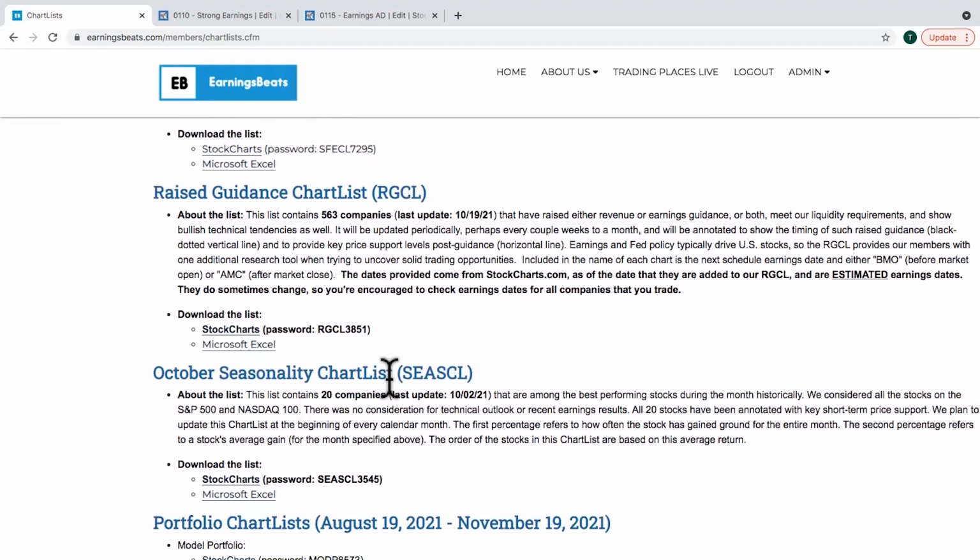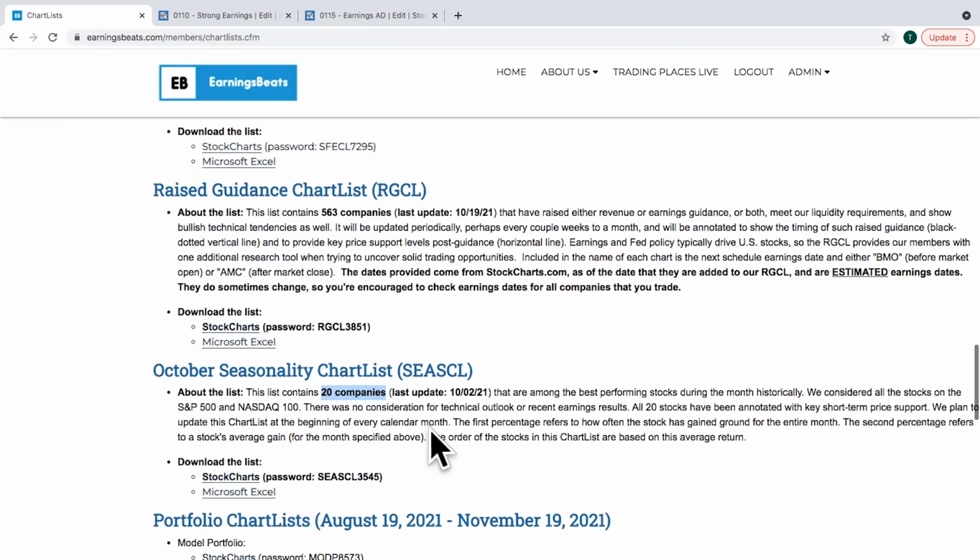Then you can see the October seasonality chart list. We'll be updating this either today or tomorrow for the November seasonality chart list. Every month we take the 20 companies that are among the best performing stocks during that particular calendar month, on a historical basis going back the last couple of decades. We look at both S&P 500 stocks and NASDAQ 100 stocks, although I do want to expand this in the fairly near future.